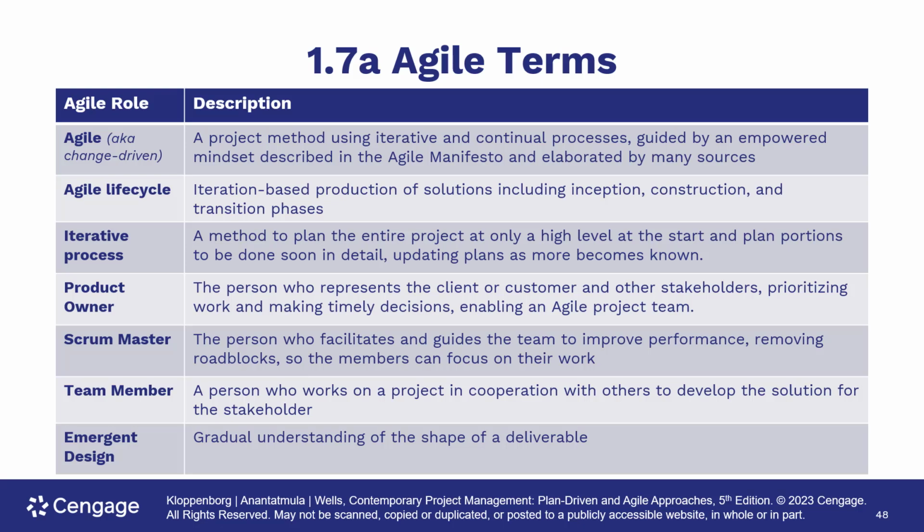Some standard terms when we're working in an Agile framework project: we have Agile, the Agile life cycle, the iterative approach, the product owner, the scrum master, the team member, and the emergent design. We'll go over these terms in a lot more detail in this class, but take a look at each one of these roles and the description.